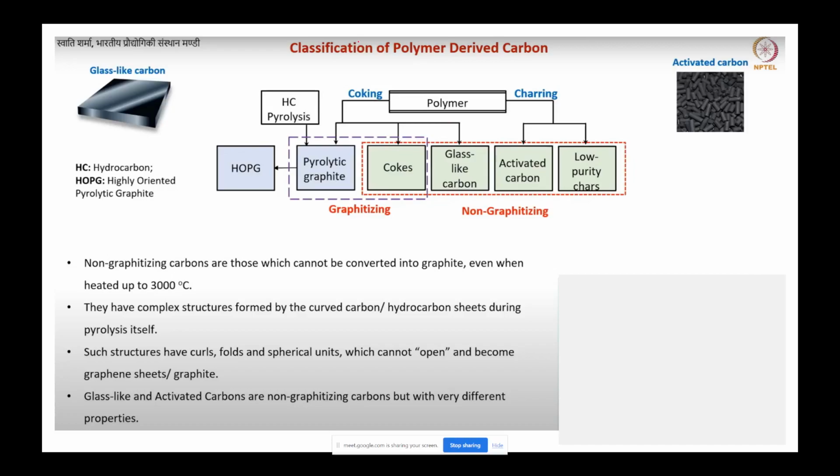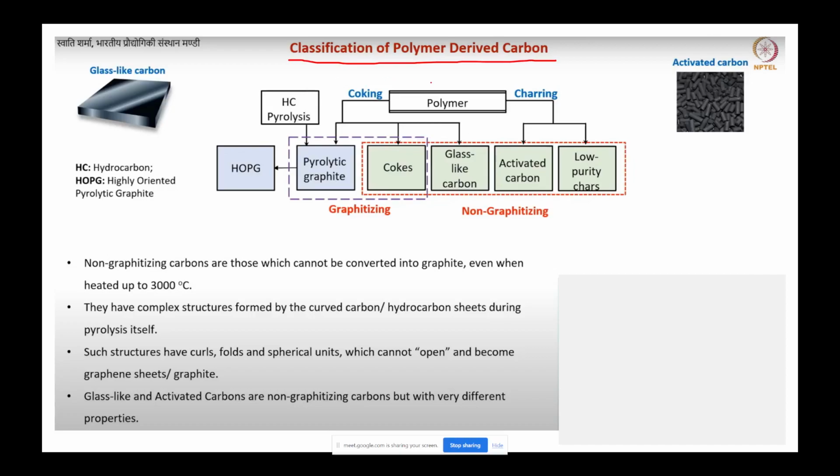Okay, so let me show you this slide. In this you can have a better classification of polymer-derived carbon. In the polymer, also, this is like a hydrocarbon, and here you can also form some carbon. So there are two processes. HC is hydrocarbon, and HOPG is highly oriented pyrolytic graphite, as we discussed in our earlier slide. HC pyrolysis means when we do the pyrolysis of the hydrocarbon, where pyrolysis happens as we discussed in our previous slides.